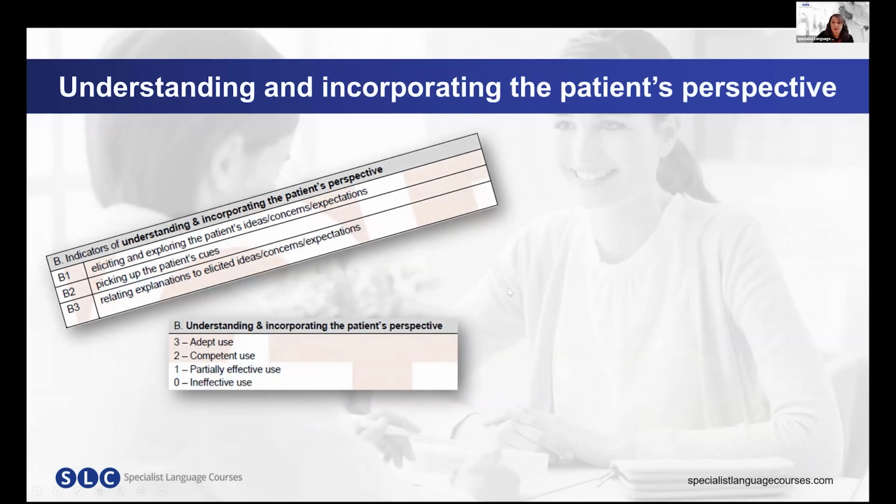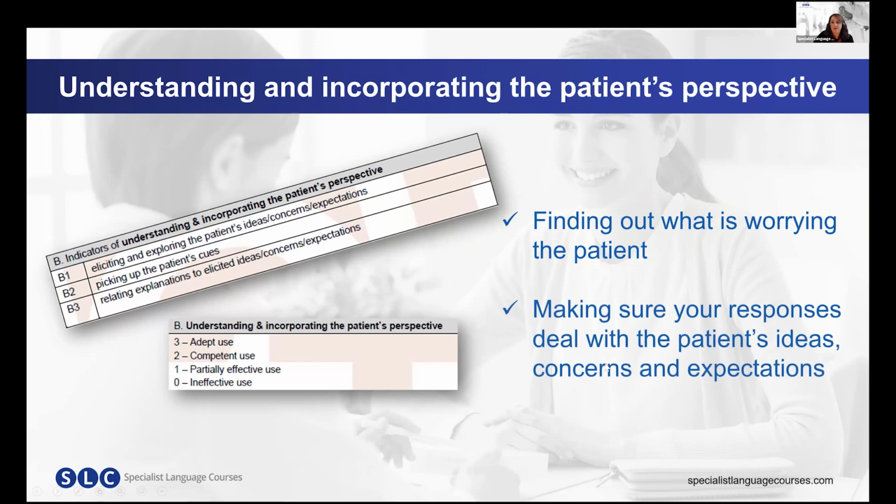Now, B tends to be one of the areas that students struggle with quite a lot. So it's sometimes difficult to demonstrate that you're understanding the patient's perspective and that you're exploring it effectively. So in order to meet criteria B, you need to find out what's worrying the patient. So you need to elicit the patient's concerns, ideas, and expectations. So you need to ask the patient.